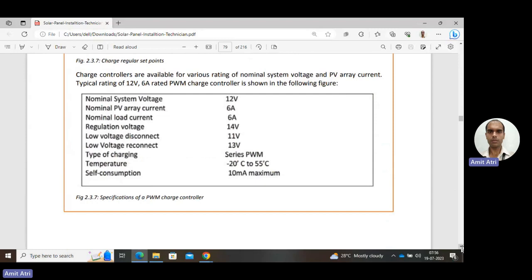Now the commonly specified charger ratings. In a charger, like the system voltage 12 volt, PV array current 6 ampere. This is in reference to a PWM controller. Nominal load current 6 ampere, regulation voltage 14 volt, and all of these parameters are specified. Low voltage disconnect is 11 volt. Then low voltage reconnect is 13 volt. So this is the hysteresis between 11 and 13. Type of charging: series PWM, that we are studying. Temperature range minus 20 to 55 degrees Celsius and self consumption is 10 milliampere maximum.